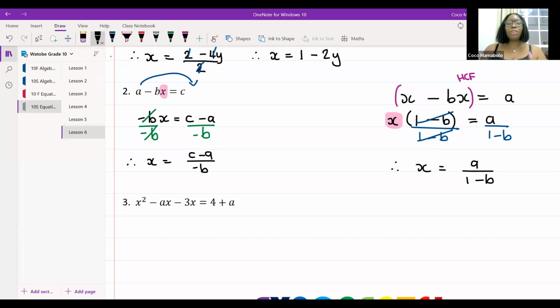Deborah says, how did we get X out of the brackets? We took it out as a highest common factor. We took it out as an HCF, Deborah. Okay.